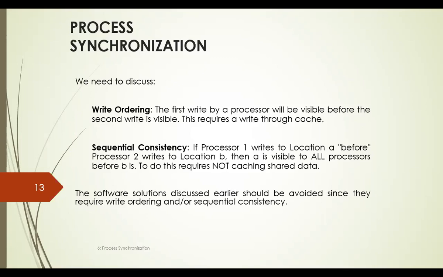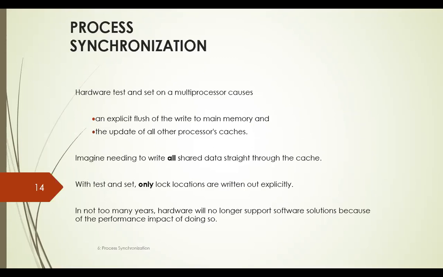The software solutions discussed should be avoided since they require write ordering or sequential consistency. The hardware test and set on a multiprocessor causes an explicit flush of the write to main memory and updates all the processor caches. Imagine having to write all shared data straight through the cache. With test and set, only locked locations are written out explicitly. In not too many years, hardware will no longer support software solutions because of the performance impact of doing so.